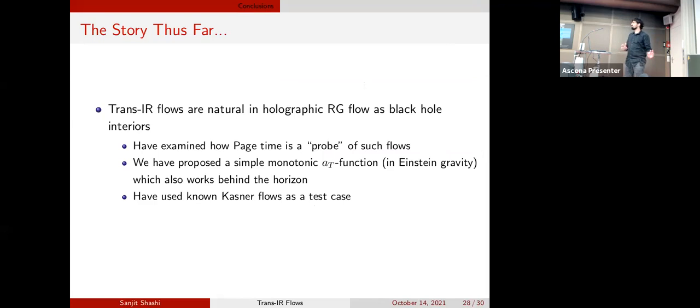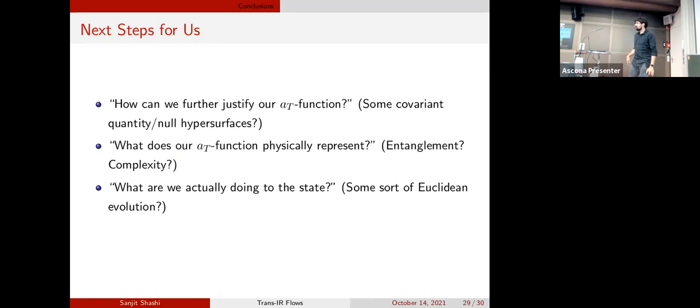And we've used Kasner flows as our test case here because the numerics are straightforward. But what we still need to do is further justify the guess that we wrote down. We also want to understand what exactly this guess is supposed to represent physically, because there's a nice story about how the A function in holographic RG flow typically means some coefficient of entanglement entropy. But also, a broader question might be, what exactly are we doing to a state when we subject it to a trans-IR flow?